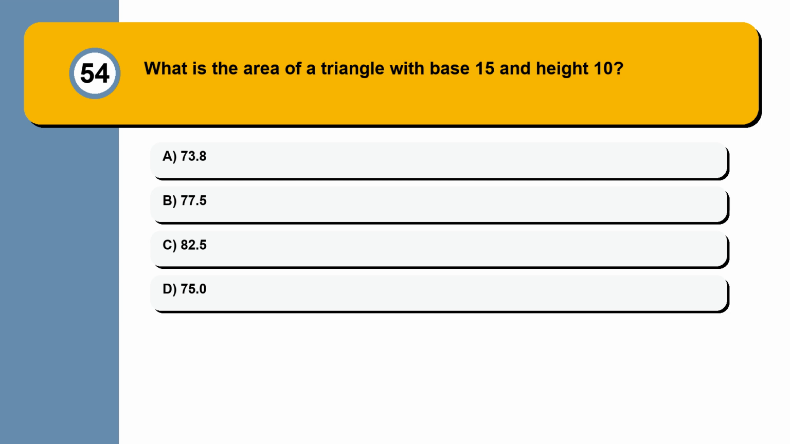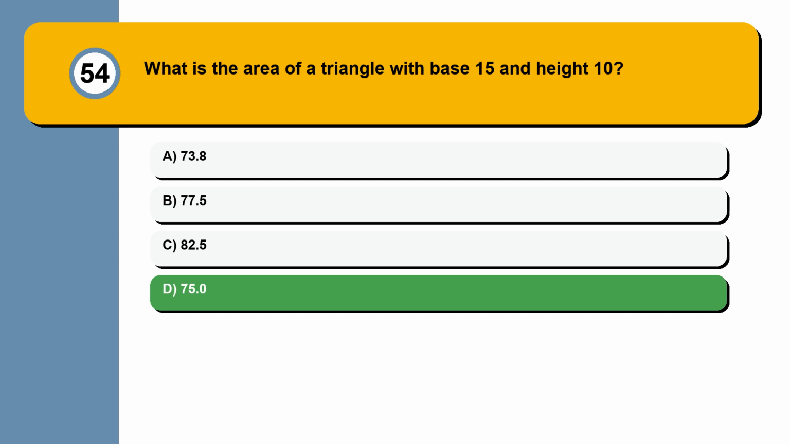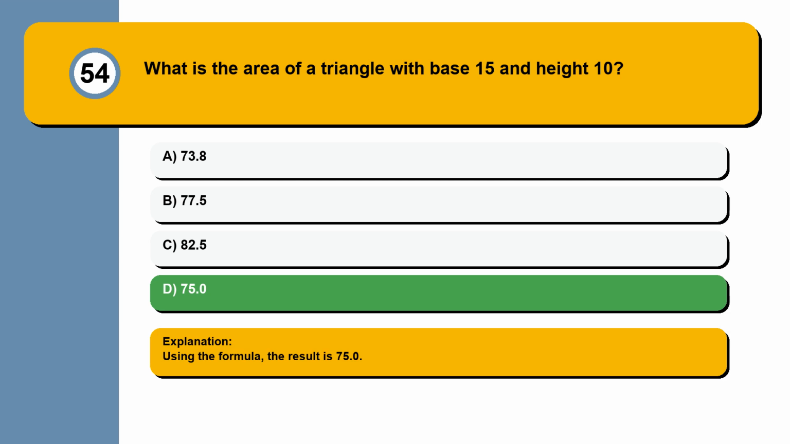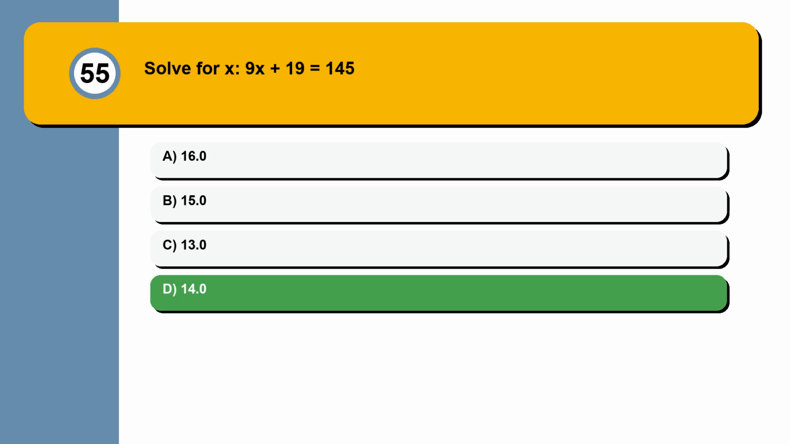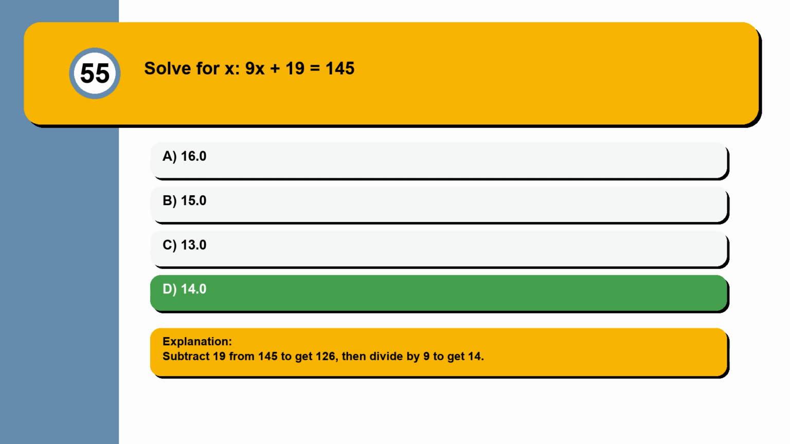Question 54. What is the area of a triangle with base 15 and height 10? 73.8, 77.5, 82.5, 75.0. Using the formula, the result is 75.0. Question 55. Solve for x. 9x plus 19 equals 145. 16.0, 15.0, 13.0, 14.0. Subtract 19 from 145 to get 126, then divide by 9 to get 14.